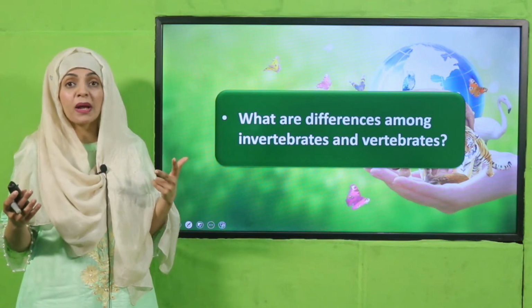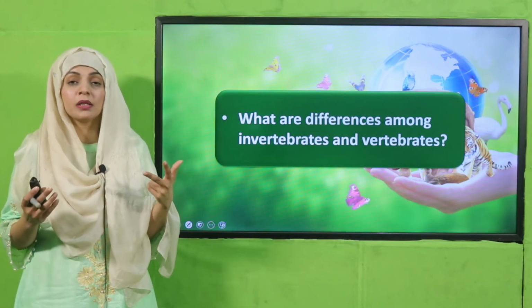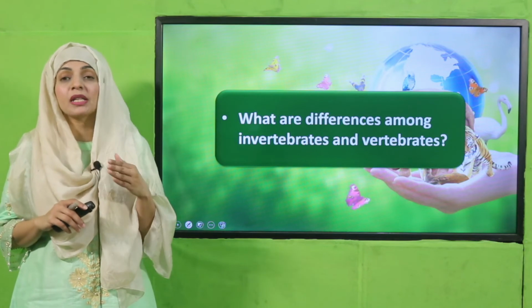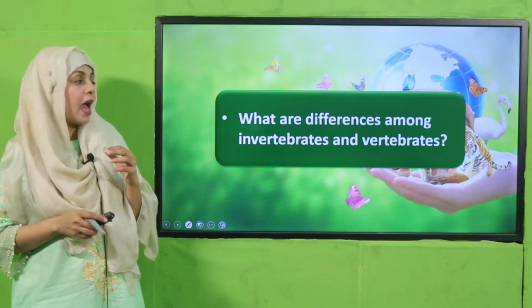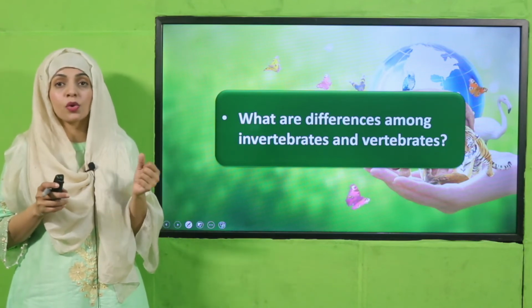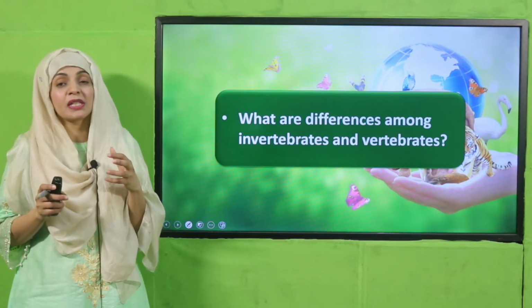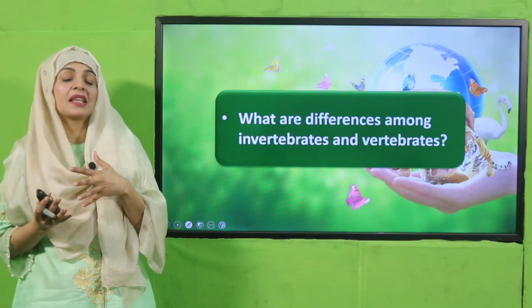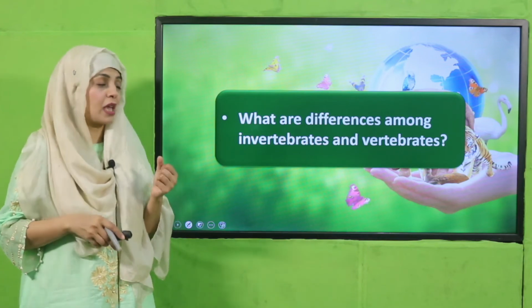Yes, their mode of movement, that is how they move from one place to another. Very good. So these are some of the differences among vertebrates and invertebrates. And their sizes also vary. So these are the differences between vertebrates and invertebrates. Their skeleton: vertebrates have an endoskeleton, whereas invertebrates have an exoskeleton.